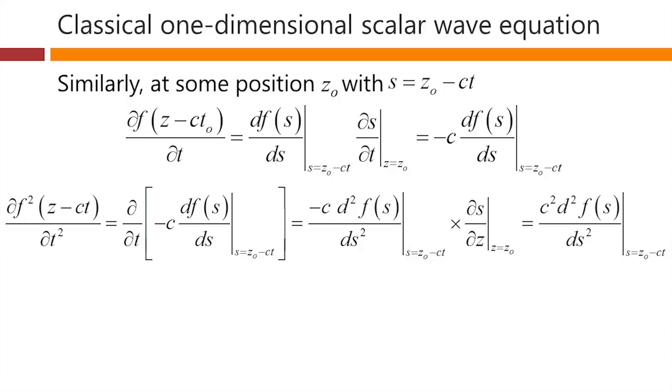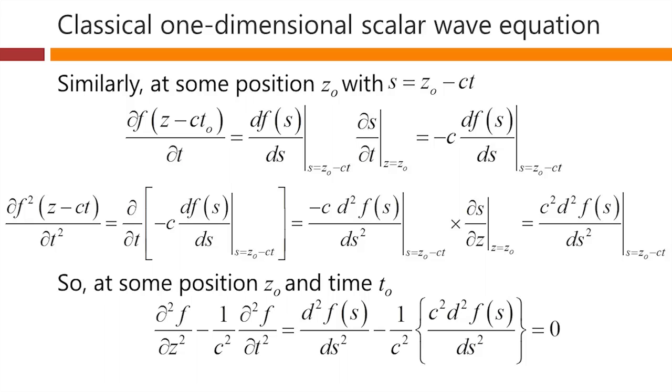And similarly for the second derivative, we proceed in a similar fashion, but we get yet another minus c coming in when we do this derivative here. So we've got c squared here, and we've lost our minus sign because a second minus c came in when we did this derivative. So putting this all together then, at some position z0 and at some time t0, our partial differential equation has been turned into an ordinary differential equation here. And we can see that this all equals 0.